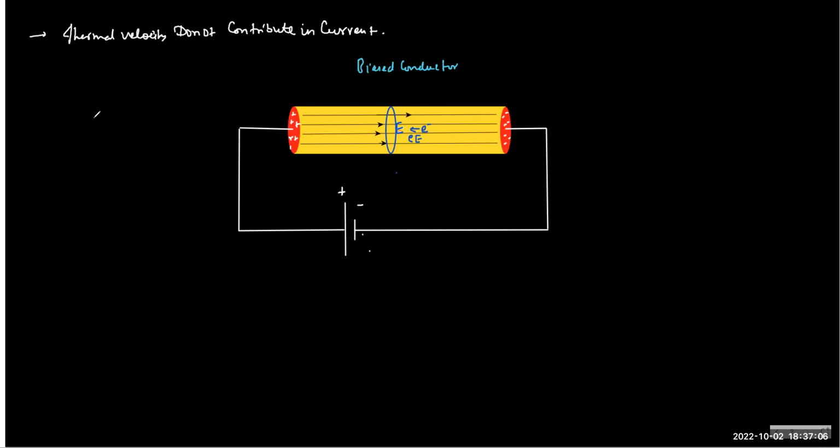So we now need to know three different statistical variables. Based on those, we are going to derive all the other formulas that are part of this chapter. The first variable that we define is called mean free path.